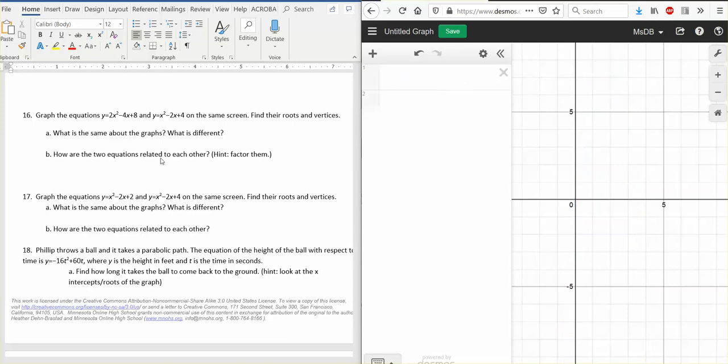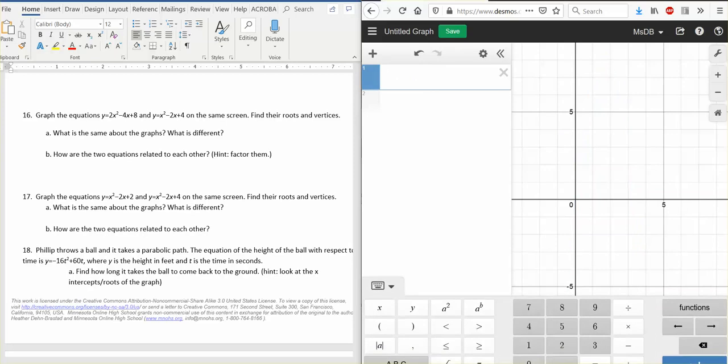Find their roots and vertices. All right, let's do that one. Let's do number 16 together. Y equals 2x squared minus 4x plus 8. Okay, so there is that one.